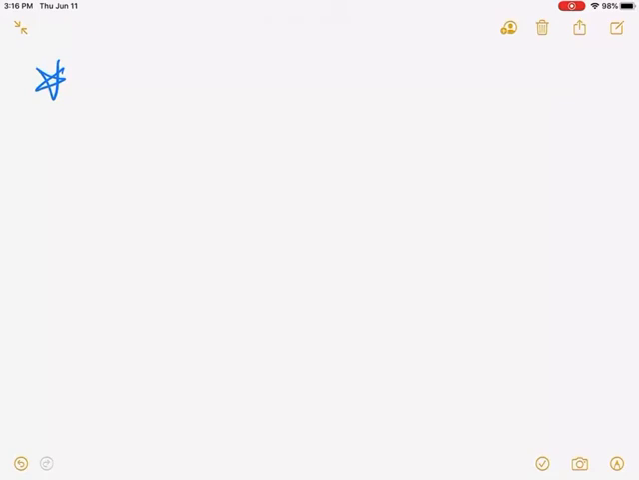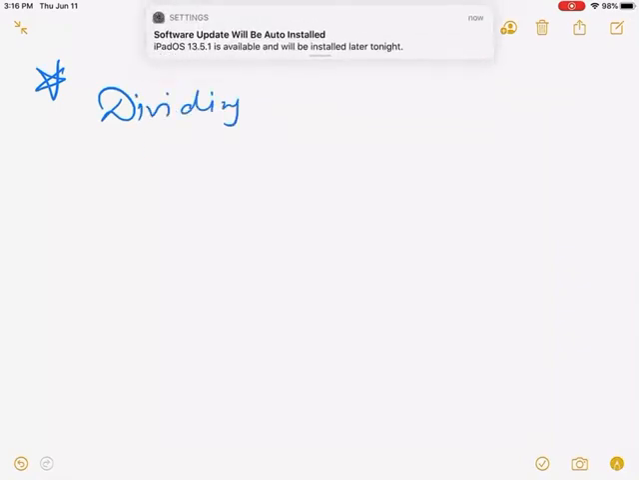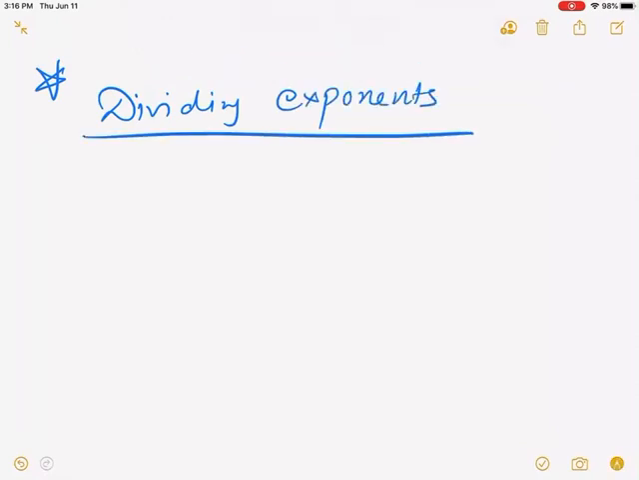So in this lesson we're going to be learning about dividing exponents. Okay, how do we divide? Since you guys already know what exponent means, I guess it would be easier for you to understand.